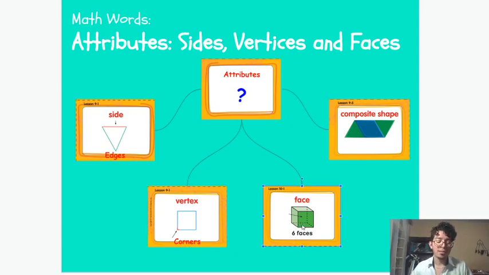Faces, caras, ¿ok? There's a thing that you have to know about faces. Hay una cosa que tienes que saber sobre las caras. Flat shapes, like the sheet of paper, las figuras planas como esta hoja de papel, only have 2 faces. Solo tienen 2 caras. 1 and 2. That's all there is to a flat shape. Por eso se llaman planas.